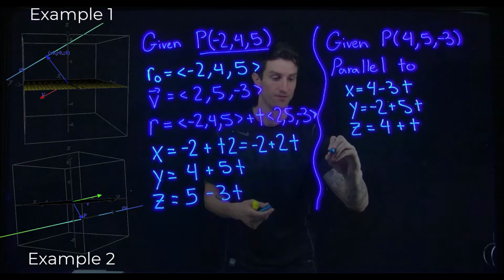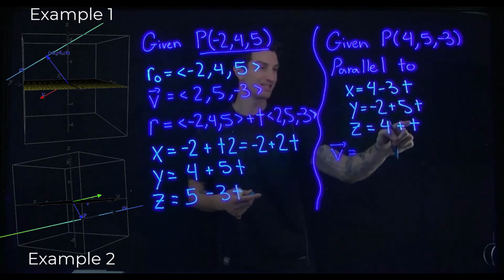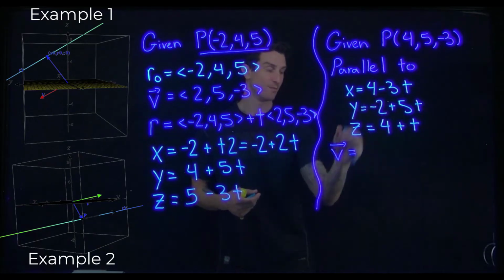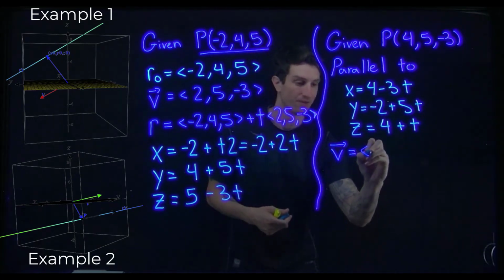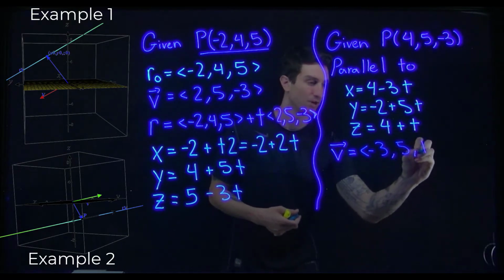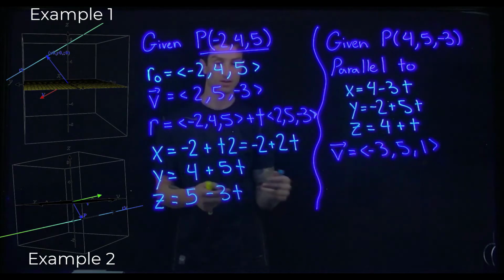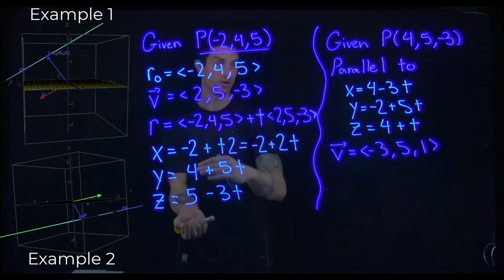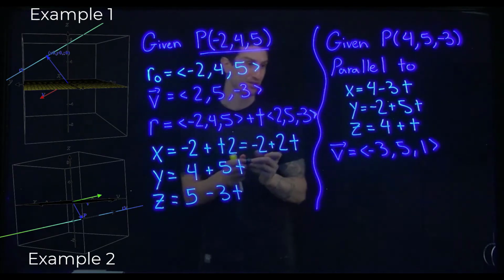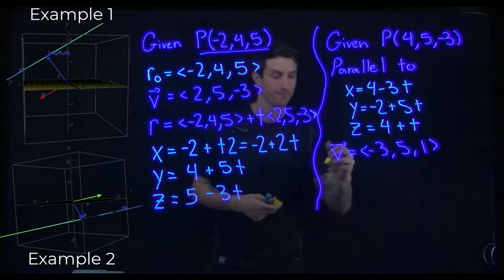We'll just call this v. This is equal to just the slopes of these parametric equations. So we have -3, 5, and 1. Now again, we have a point, we have a direction vector. At this point, if you want to go through these steps, you can, but we can skip some steps and just go straight to our parametric equations that we care about.